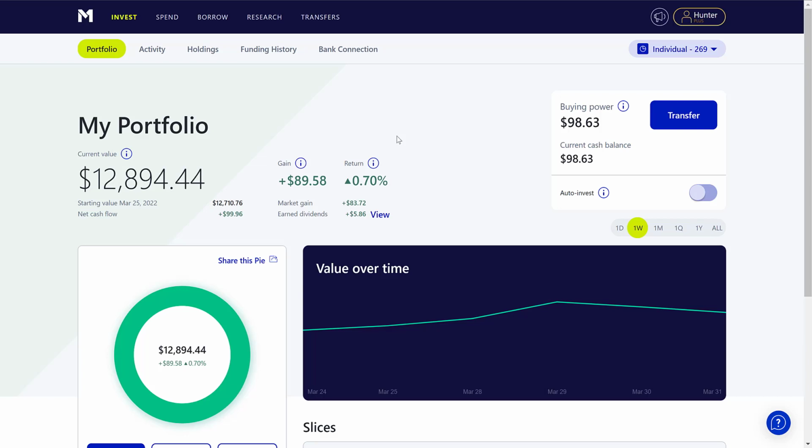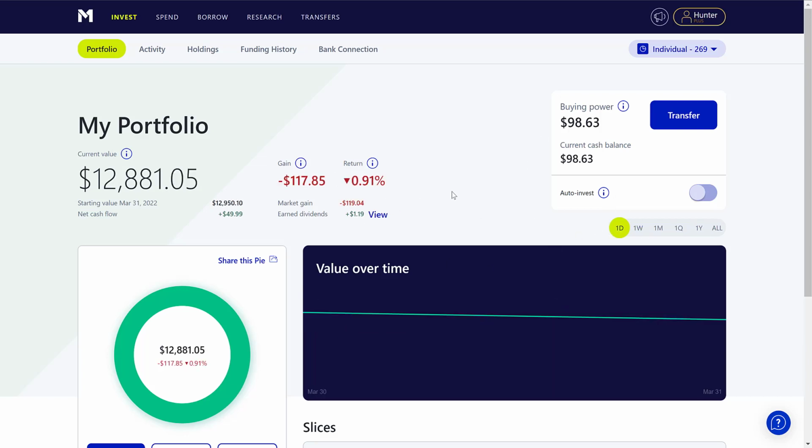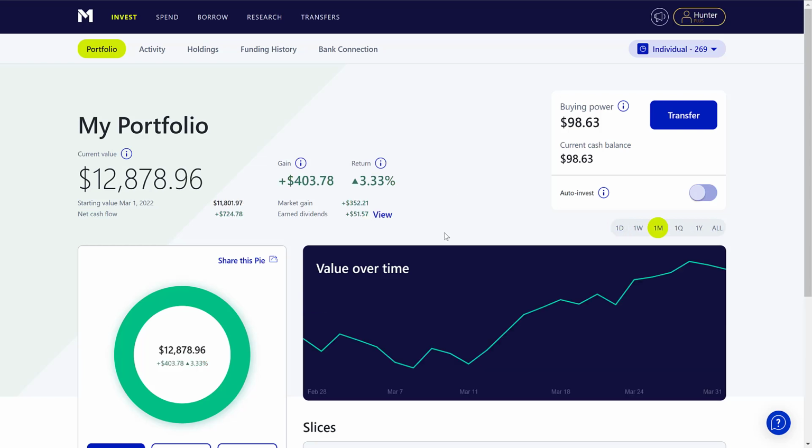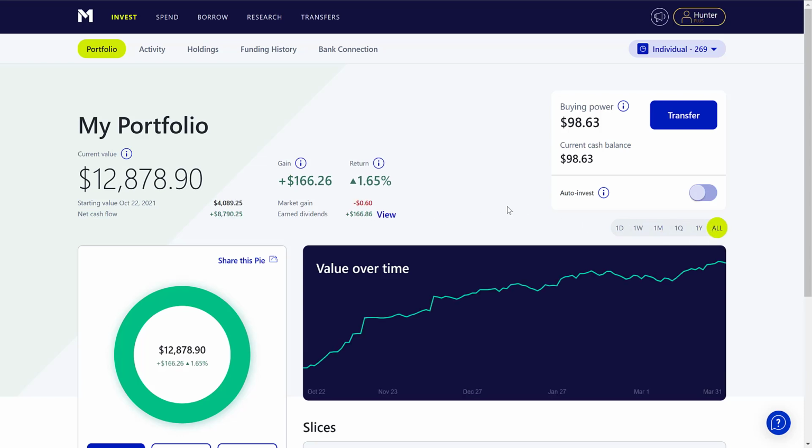So my portfolio right now sits at just below $12,900. What we're going to see is the past week, I'm up 0.7%, which is about $90.89. The past day, I'm actually down $117, so we were up a lot more this week, which is about down 0.91%. And for the past month, I'm up $403.78, which is about a 3.33% return.